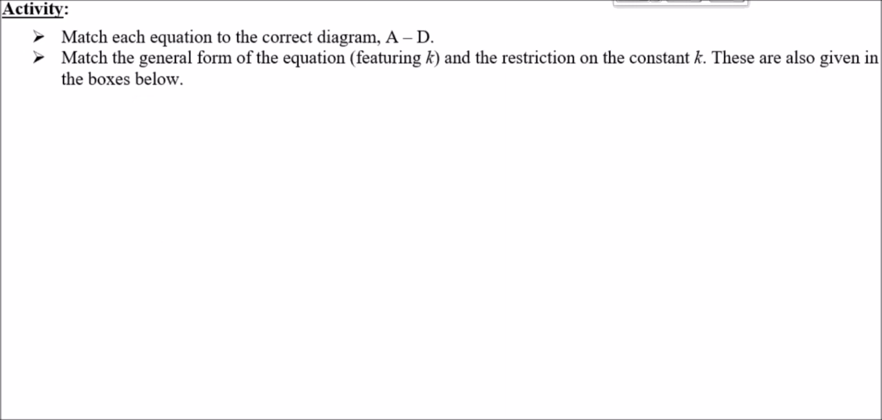So, I've got some diagrams here for you to have a look at, and they need to be matched to equations. Each equation will feature k, which is a constant. We need to think about what the restriction on the constant needs to be. These are also given in the boxes below. So, this is just a matching exercise to do in pairs. Or if you've not got a pair with you, do it on your own and you can use this video to help you through the solutions.